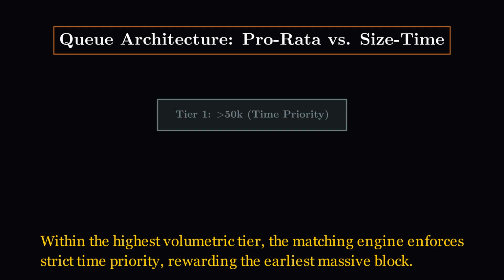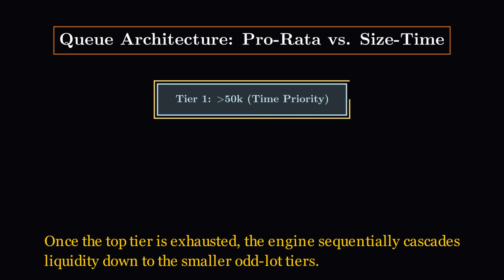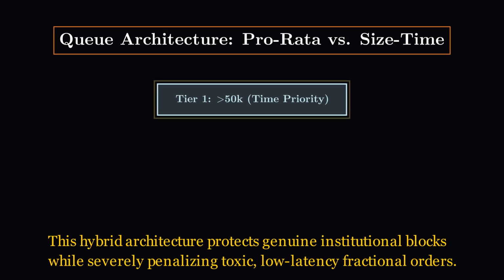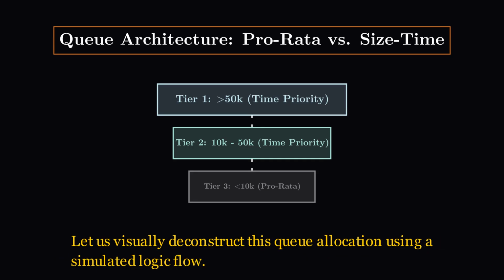Within the highest volumetric tier, the matching engine enforces strict time priority, rewarding the earliest massive block. Once the top tier is exhausted, the engine sequentially cascades liquidity down to the smaller odd-lot tiers. This hybrid architecture protects genuine institutional blocks while severely penalizing toxic, low-latency fractional orders. Let us visually deconstruct this queue allocation using a simulated logic flow.